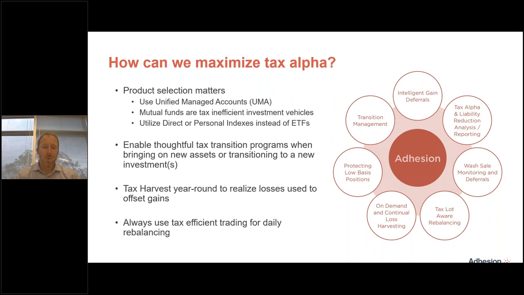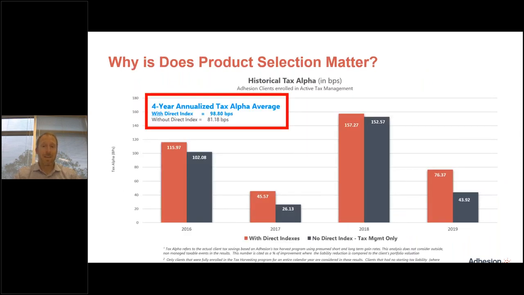But how do we know that direct and personal indexes are actually better? Well, we're going to take a look now. It's actual client data that's going to show us how it's better. So on this product, we've got a couple of colors and bars here. The gray bar shows exactly why every non-qualified account should utilize tax management services. Clients utilizing just tax management services average over 81 basis points a year in tax alpha. This is a direct and measurable benefit to these non-qualified accounts that is being provided by their advisors.